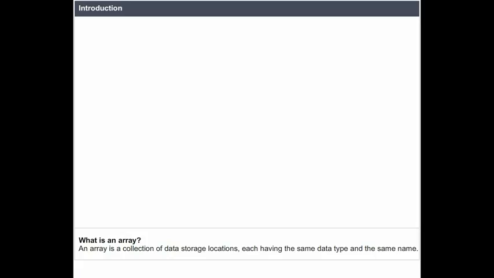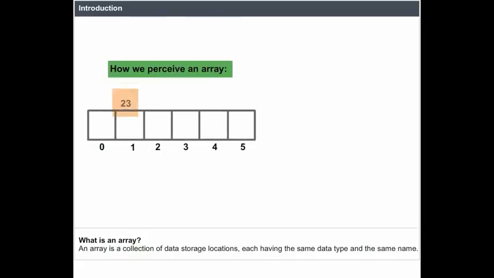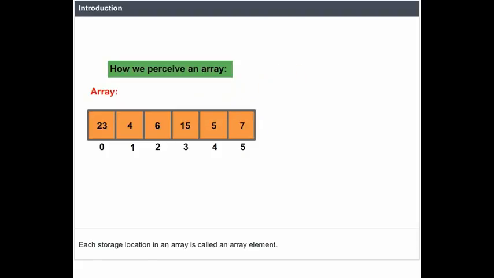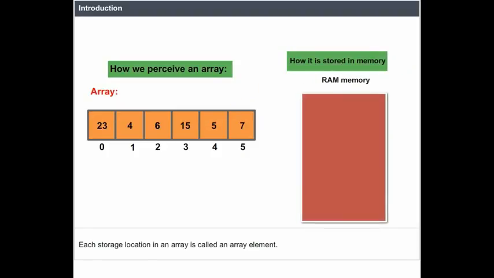Introduction. What is an array? An array is a collection of data storage locations, each having the same data type and the same name. Each storage location in an array is called an array element.